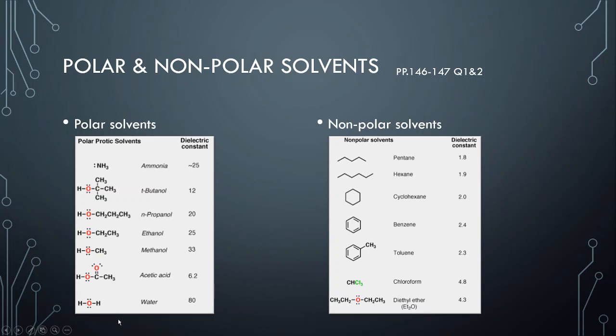So it's highly polar, isn't it? The indication number here is 80, so it's a lot more polar than other substances you see there. Polar substances can be ammonia, something that has hydrogen bond, 25. What's next one? Oh, well, methanol and ethanol, 33 and 25.